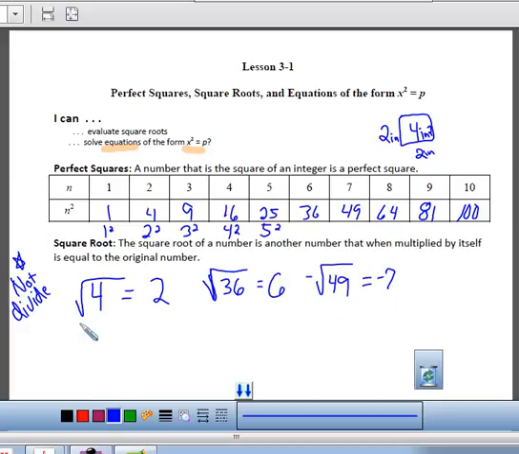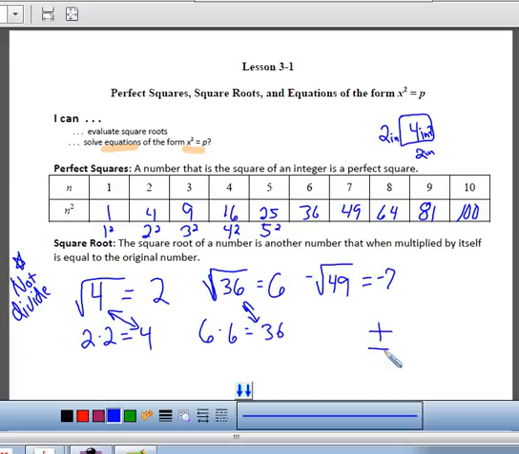Just think about what we did to get these. Think of 2 times 2 is going to give you 4. So that's the relationship here. 6 times 6 equals 36. That's what we're looking for here. Alright, now I'm going to give you one more.